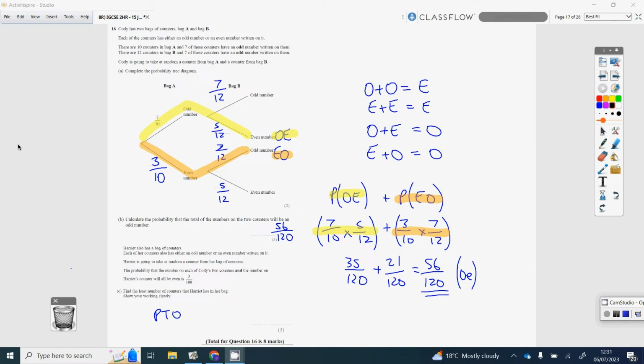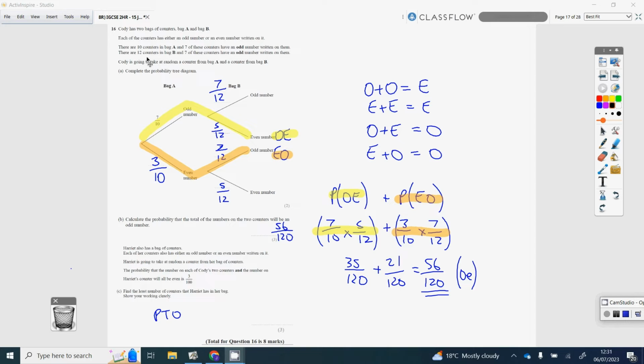Question 16, part A. So we've just got to fill in the probabilities. Now with bag A, because odd numbers is 7 out of 10, even numbers has got to be the rest. It's going to be 3 out of 10. These crocodile mouths, if you like, always add up to a whole.